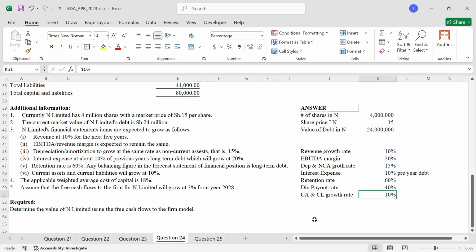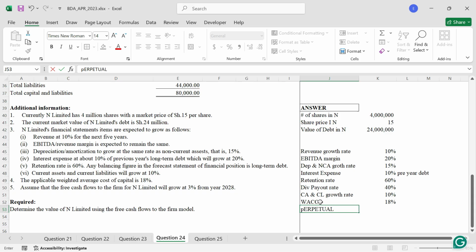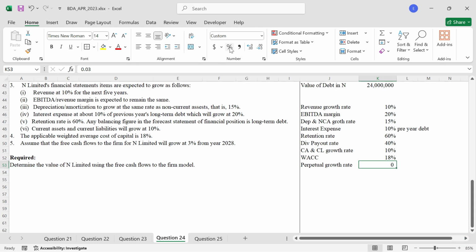The applicable weighted average cost of capital is 18%. WACC 18%. And assume that the free cash flows to the firm for N Limited will grow at 3% after the year 2028. This is my perpetual growth rate of 3%. I can then use these values to forecast my statements.